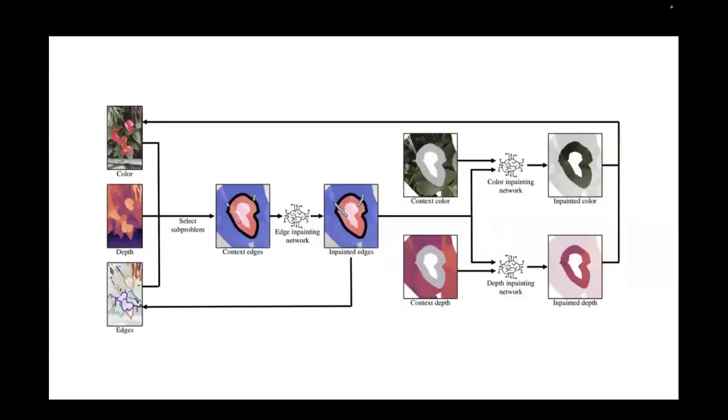Here is the overview of our inpainting process. Given the color, depth, and extracted and linked depth edges as inputs, we go over all of the edges and randomly select one of the edges as a subproblem each time. We first inpaint the depth edge in the synthesis region using an edge inpainting network. We then concatenate the inpainted depth edges with the context color together and apply a color inpainting network to produce the inpainted color. Similarly, we concatenate the inpainted depth edges with the context depth and apply a depth inpainting network to produce the inpainted depth.